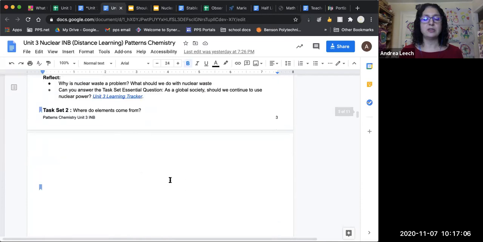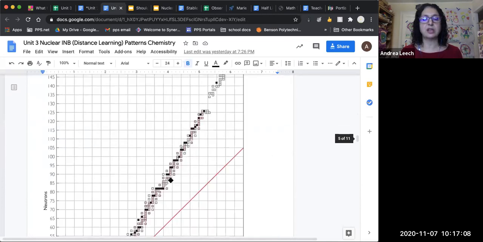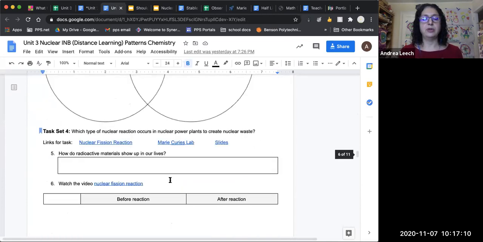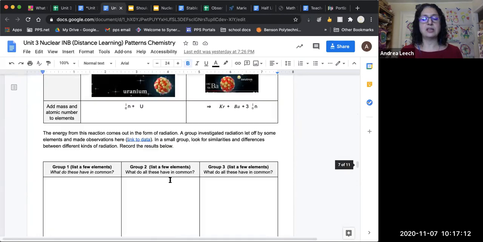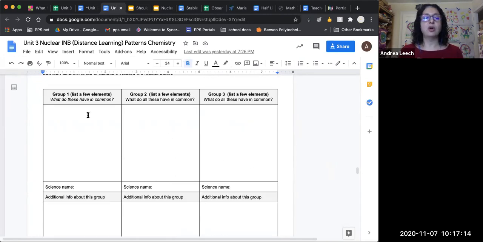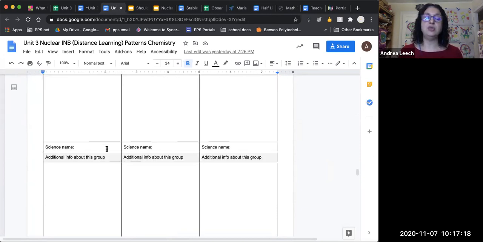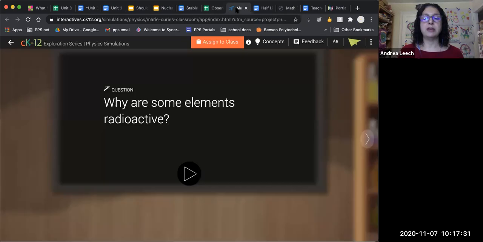So you want to do this synchronously so they can have that conversation. You're going to have them rank those together in terms of which ones go together. And then later in the slides, you give them the science name and tell them exactly what's going on. So they get a little experience of trying to rank it themselves, and then you give them the science background behind that. Afterwards, they go into this Marie Curie's lab.